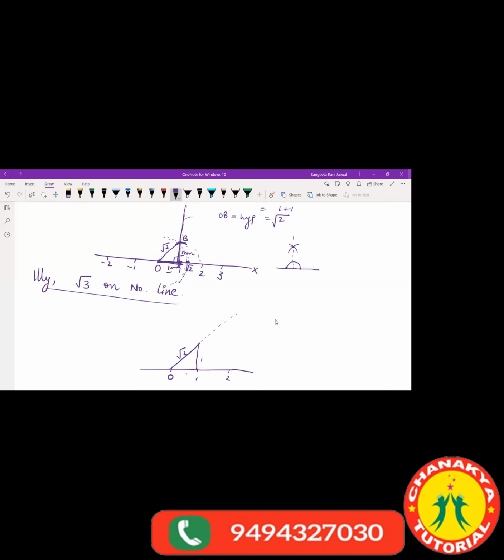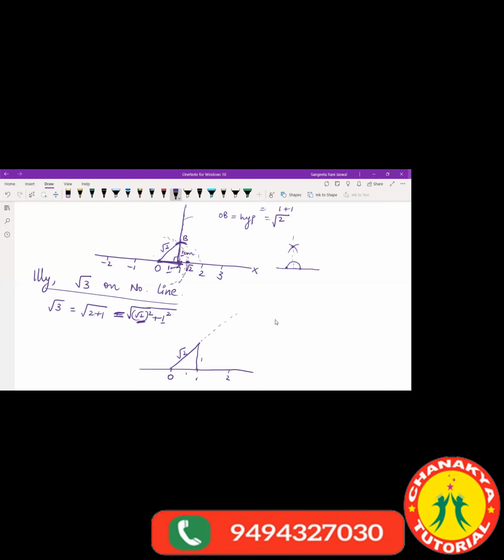Now, how do we get √3? For this, again, we take the help of Pythagoras theorem. We can write 3 as 2 plus 1. So 2 plus 1 further can be written as (√2) square plus 1 square. So for this, that means we need one line which is √2 and another line which is 1. So √2 we can already see here.